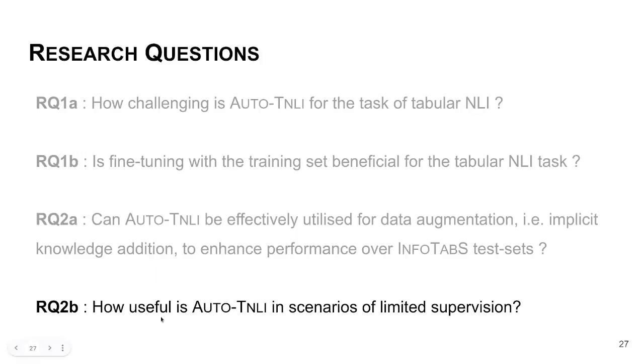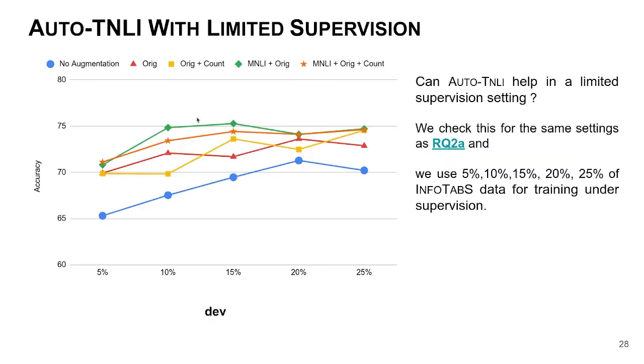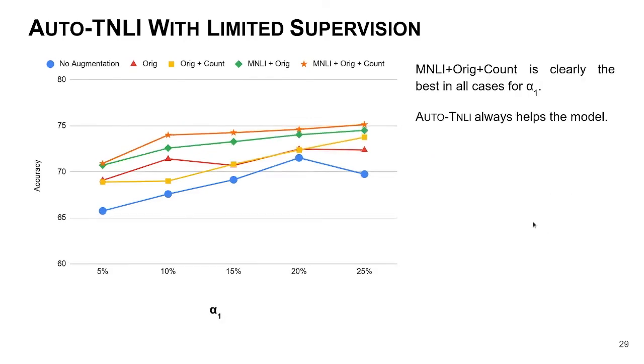Now, how useful is AutoTNLI in scenarios of limited supervision? So what we want to ask is, can we use AutoTNLI with limited supervision? For this we use 5%, 10%, 15%, 20% and 25% of InfoTabs data for training under supervision. Now in the first case, for the test alpha 1, we see that MNLI plus original plus counterfactual is clearly the best in all cases of alpha 1.